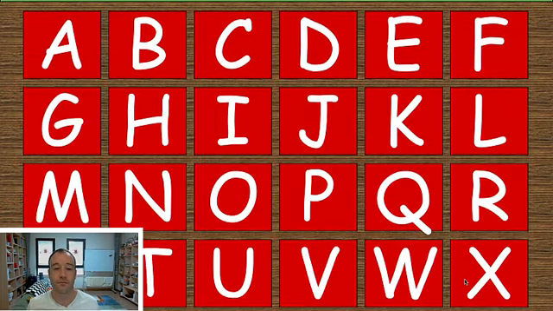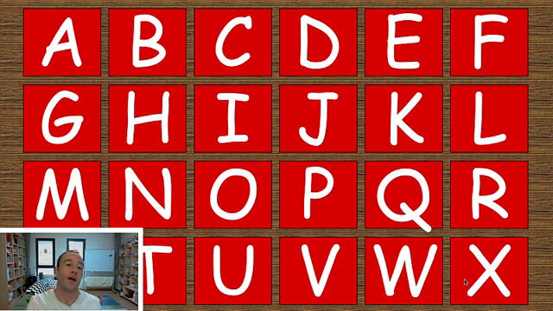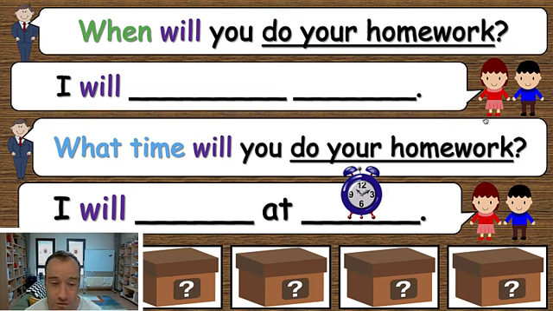So here's how it works. Bring up 2 students from one of the teams. One student will choose one of the letters. So let's say they choose L. Click on L. It'll take them to this slide. Then they complete the dialogue that was just completed in the previous activity. When will you do your homework? I will do my homework after school. What time will you do your homework? I will do my homework after school at 4:15, or 4:45, whatever you like, and then they choose one of the boxes.